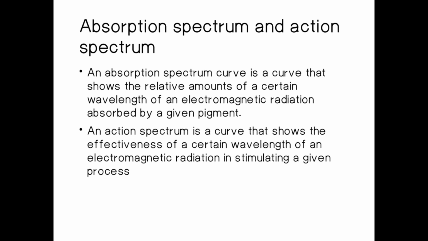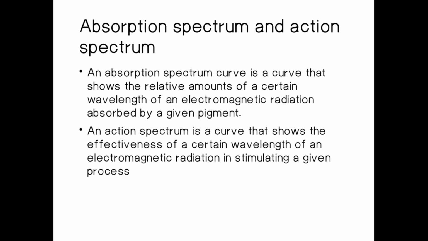So the curve that you will get is called an absorption spectrum. It shows the relative amounts of a certain wavelength of an electromagnetic radiation absorbed by a given pigment. This pigment can be chlorophyll A, it can be chlorophyll B, it can be chlorophyll C. It can also be a carotenoid, as we have seen. Hope you've understood that. Then we get to what we call an action spectrum.